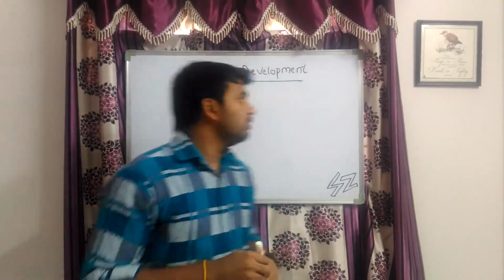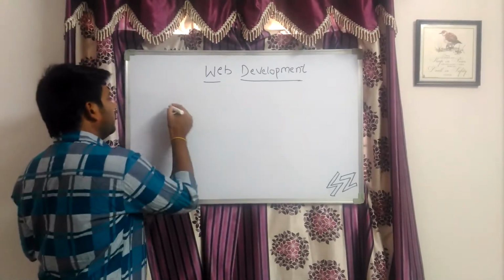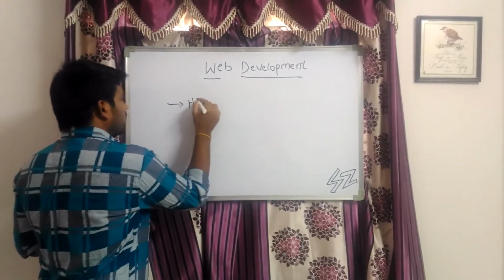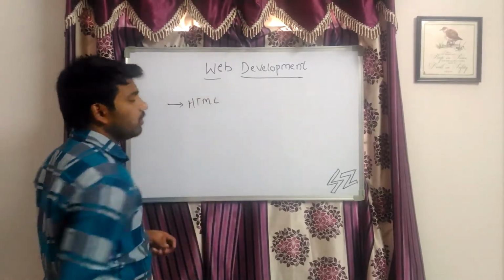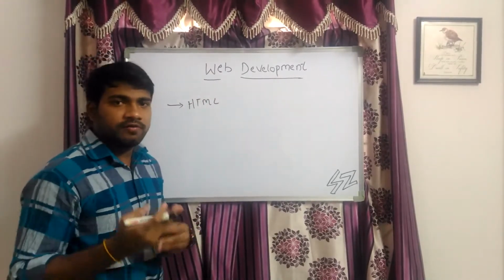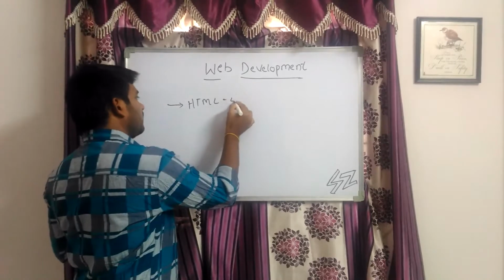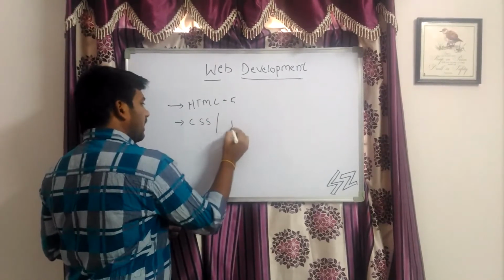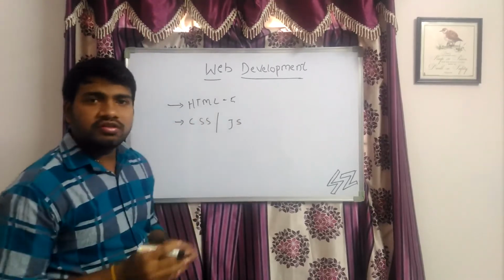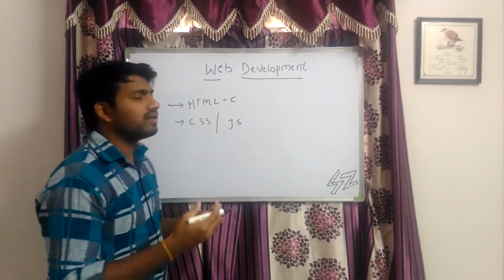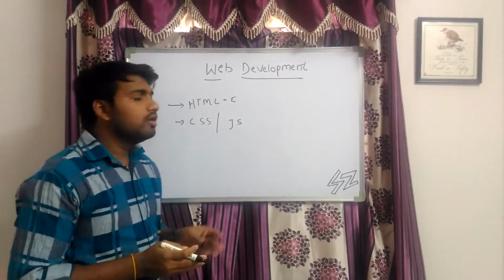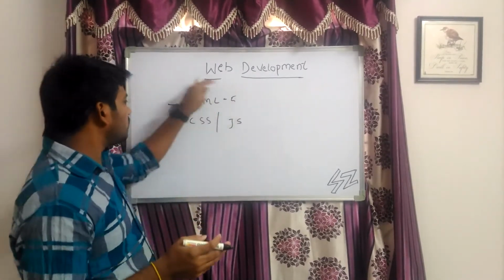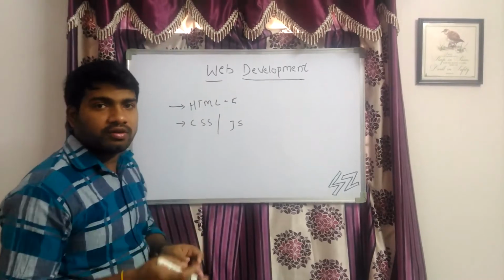So let's see here. When you go for basic web development, we majorly focus on HTML. The latest version of HTML is HTML5, so we'll be working with the latest one, CSS, and JavaScript. These are the basic things for developing a basic client-side application. If you talk about a basic client-side application, these are the different kinds of things we'll be focusing on.